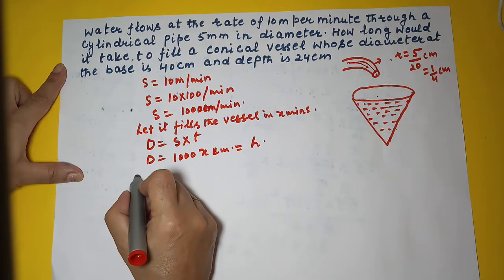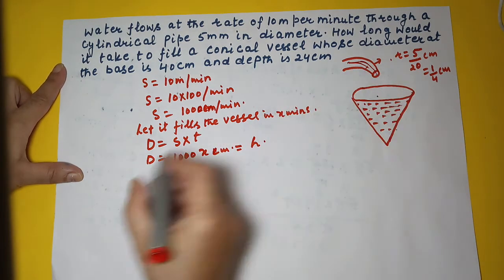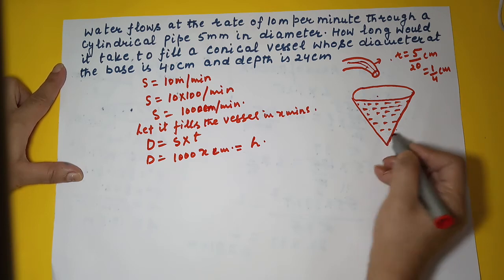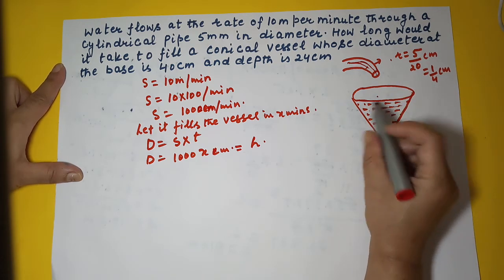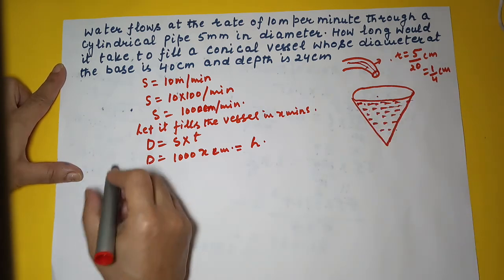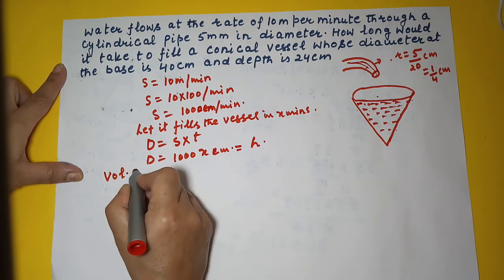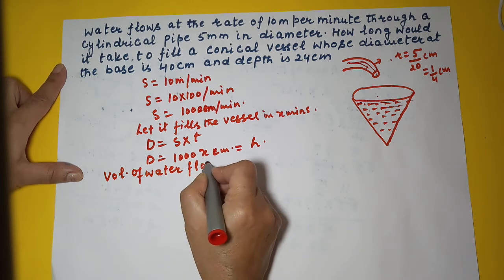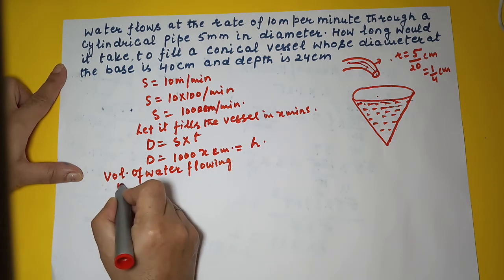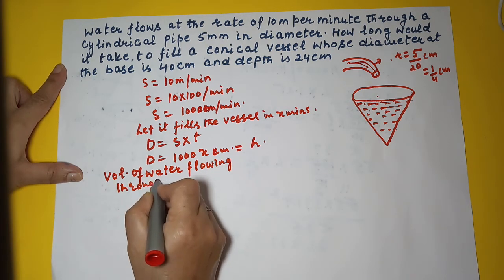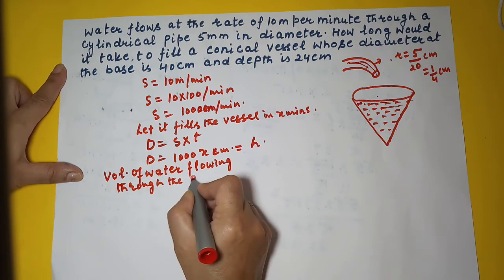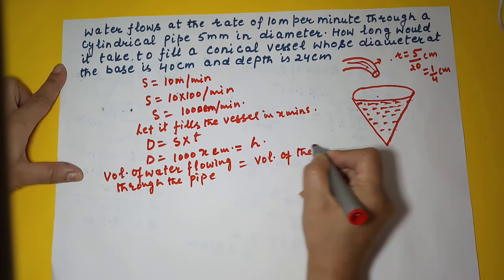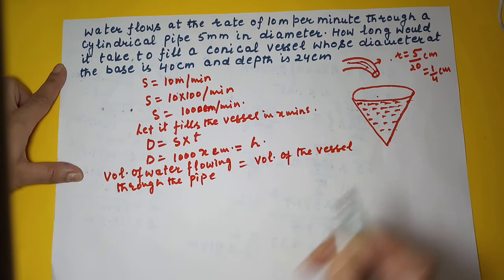Fine. Now, if I need to find the volume of the water flowing through this pipe, that will be equal to the volume of the water collected in the conical vessel. And that is actually the volume of the cone. Why? Because we have to fill the cone up to the brim. So we can write volume of water flowing through the pipe will be equal to volume of the vessel, right? This part is clear? Okay.